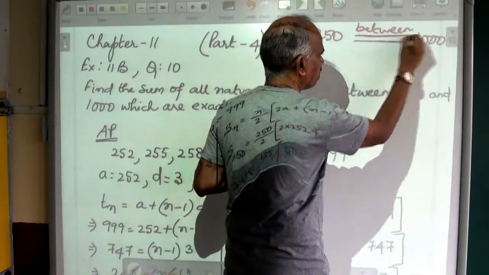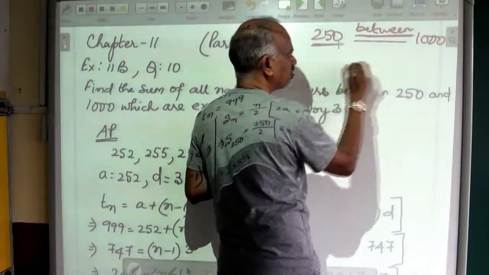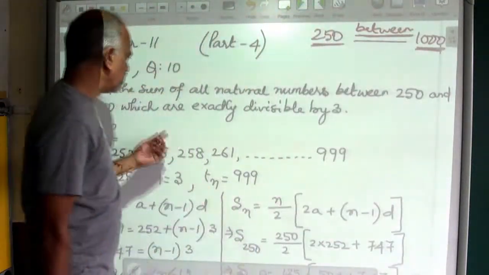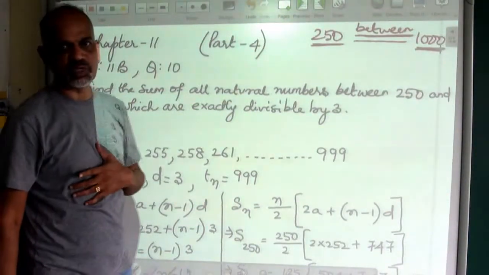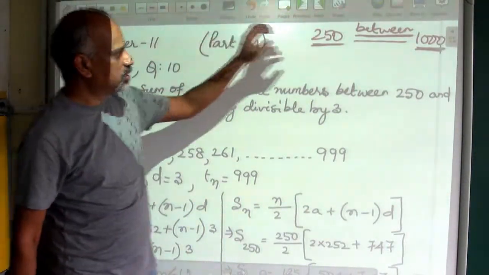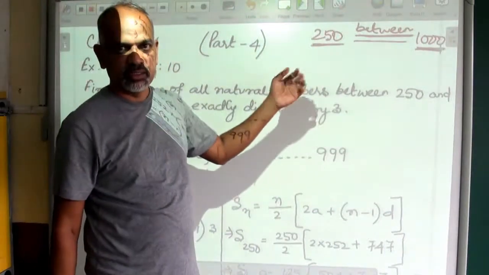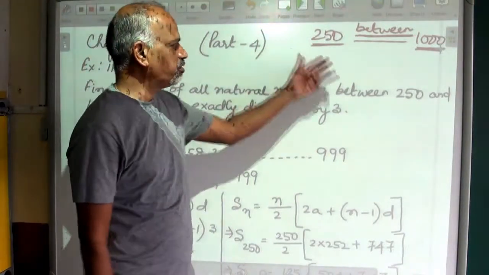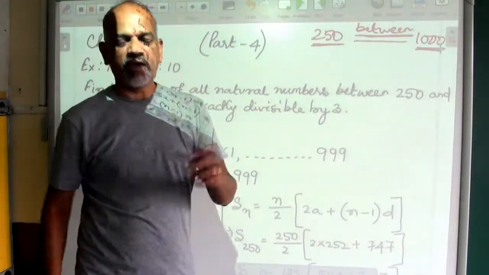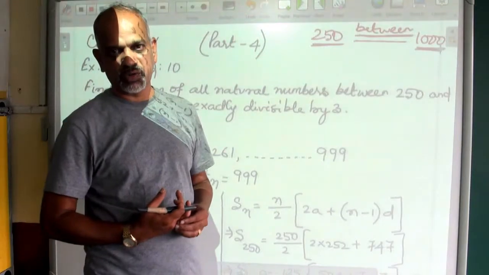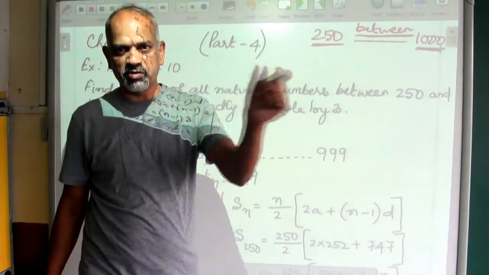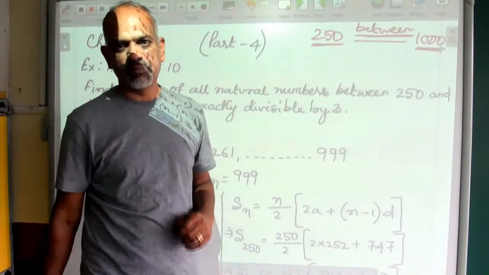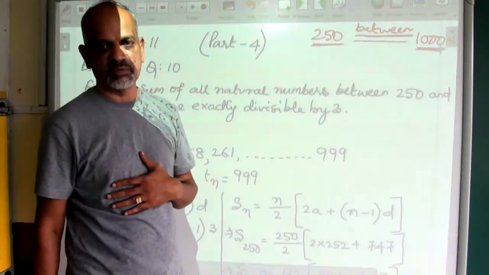When it says between, then this one is not included and this one is not included. In between these, what numbers are there which are exactly divisible by 3? So 250 is not included. The next number which comes is 251, natural number I'm talking about. You will have to check whether 251 is divisible by 3. If you add 2 plus 5 is 7, 7 plus 1 is 8. 8 is not divisible by 3, therefore 251 is not divisible by 3.